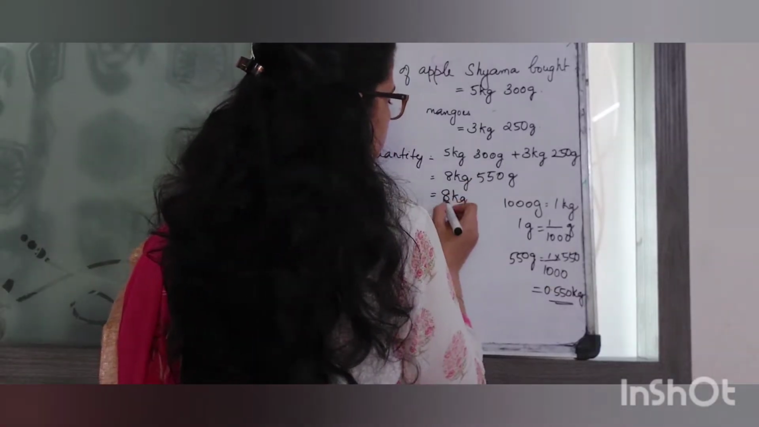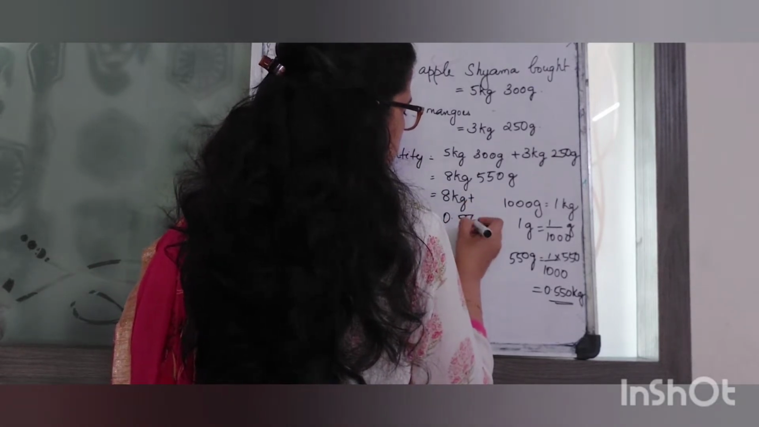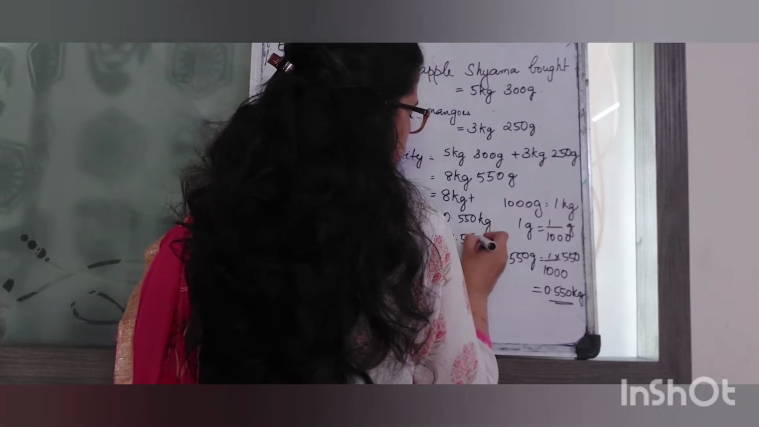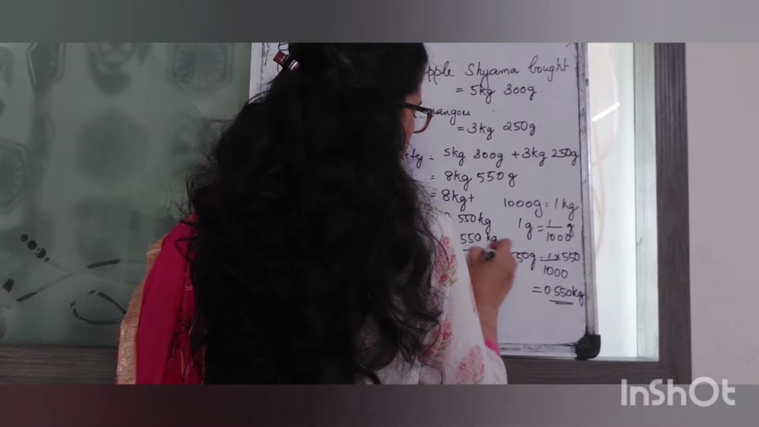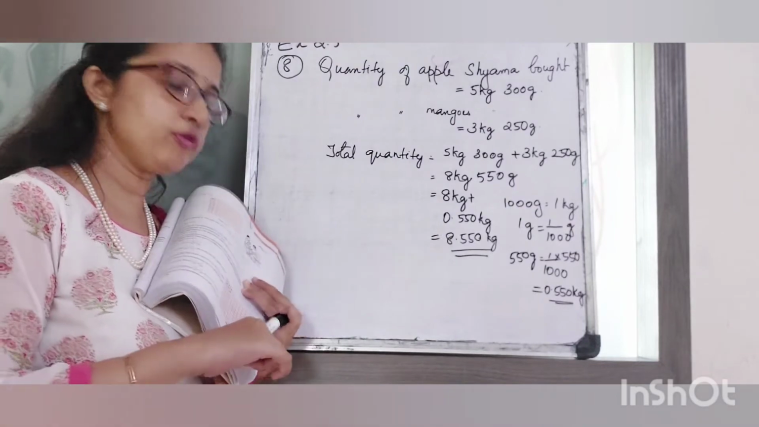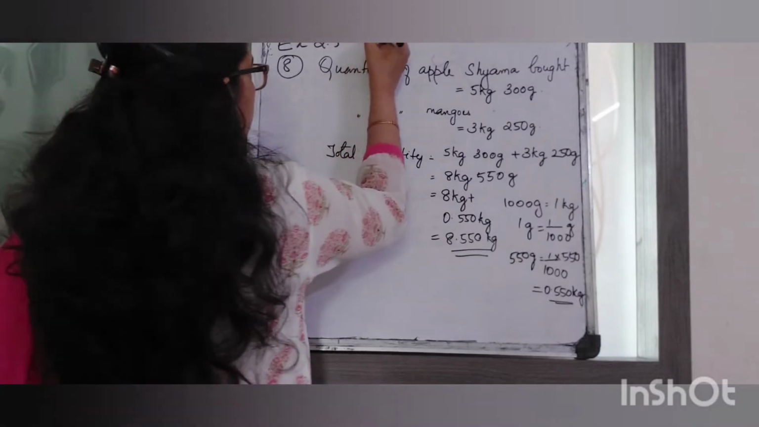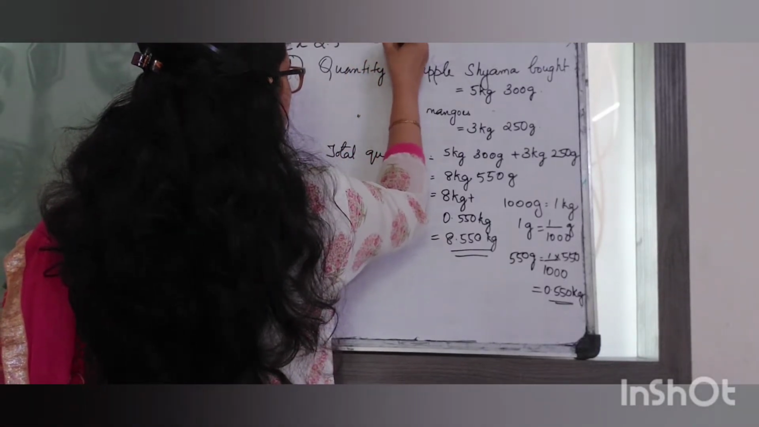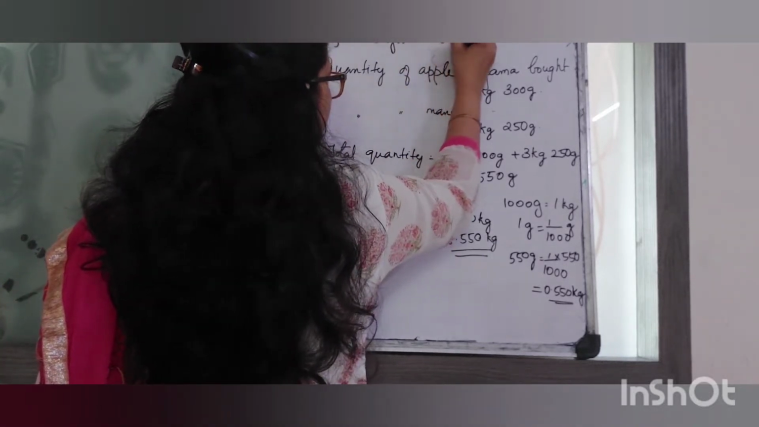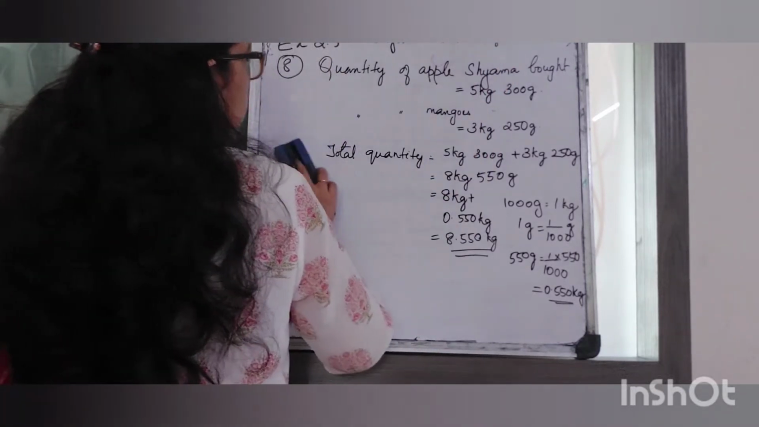So how can we write it? 8 kilogram plus 0.550 kilogram is equal to 8.550 kilogram. Okay, this is the total quantity of fruits which Shyama bought. Now we have to find how much Sarala bought. So we can write here, just to note it down, Shyama bought 8.550 kilogram. Now let's go on to Sarala.